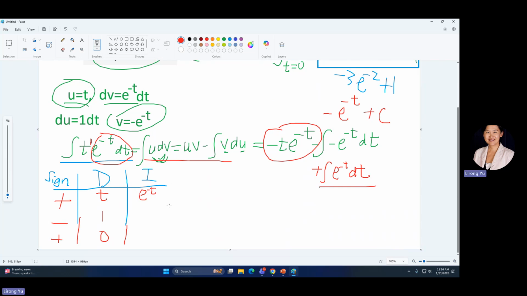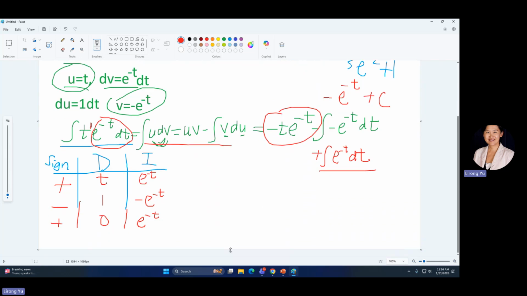Integration of e to the negative t is negative e to the negative t. And then integration of e to the negative t again. So we're going to integrate this one again, which will be negative, negative, which will make it positive. So then we have e to the negative t. All right, what's the outcome of this integration, the tabular method.